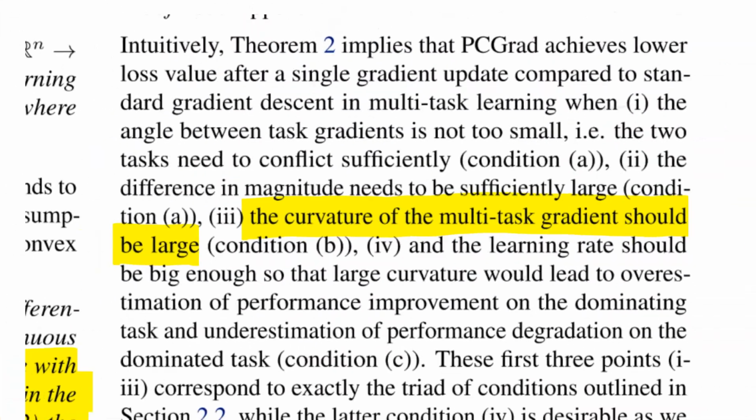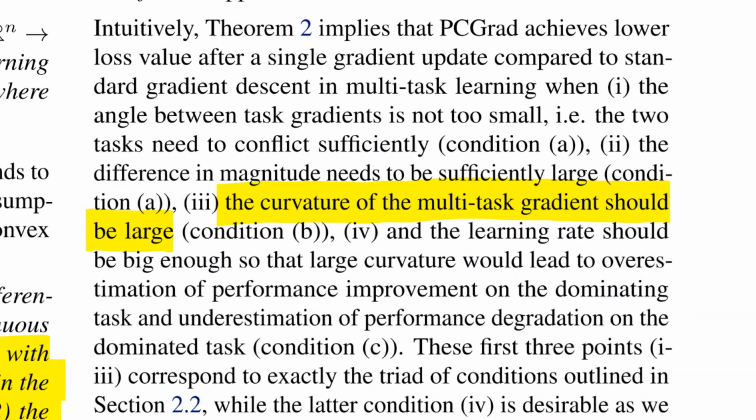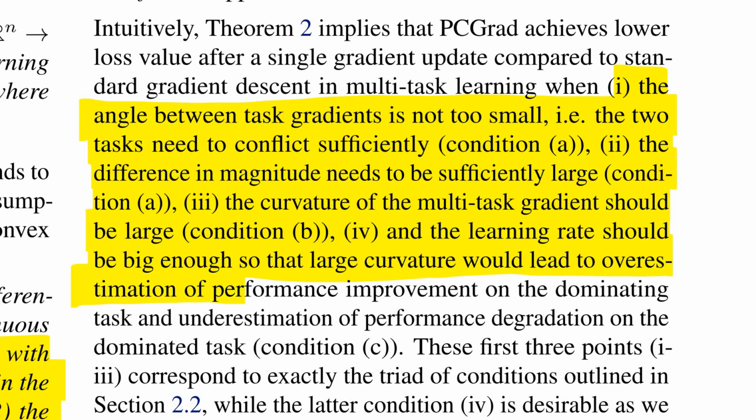They actually call this the holy trifecta, evil trifecta, something. They have a name for it. But I'm going to read you out the conditions how they describe it. The conditions are, first, the angle between the task gradients is not too small, i.e. the two tasks need to conflict sufficiently. Second, the difference in magnitude needs to be sufficiently large. Third, the curvature of the multitask gradient should be large. And fourth, the learning rate should be big enough such that large curvature would lead to overestimation of performance improvement on the dominating task and underestimation of performance degradation on the dominated task.